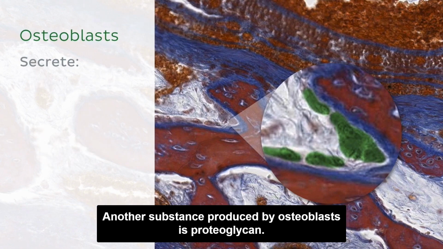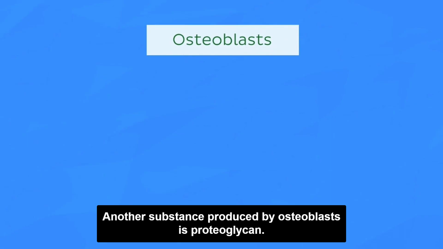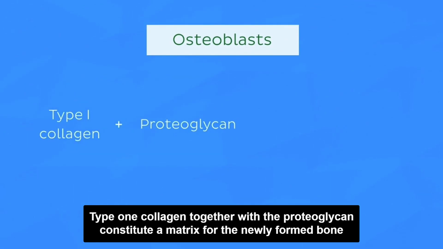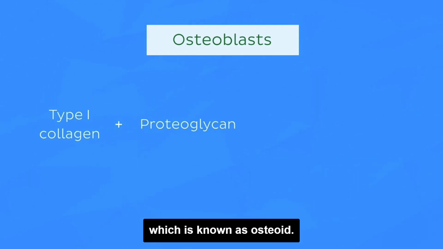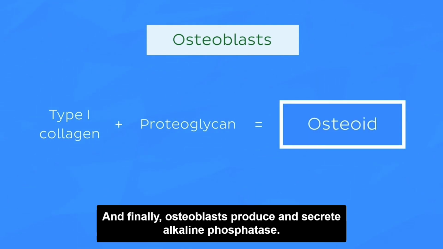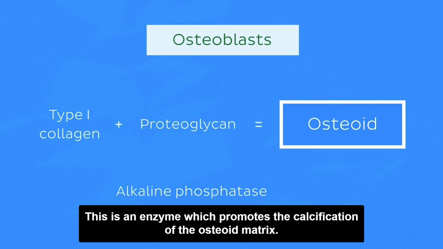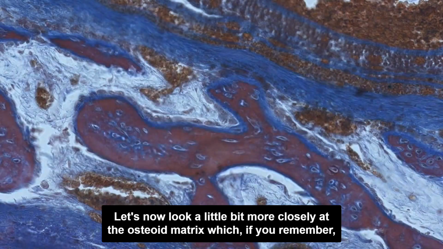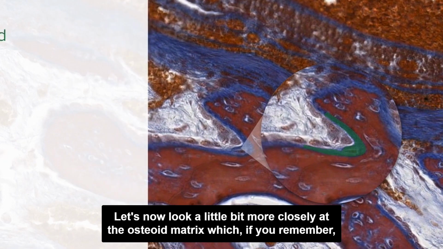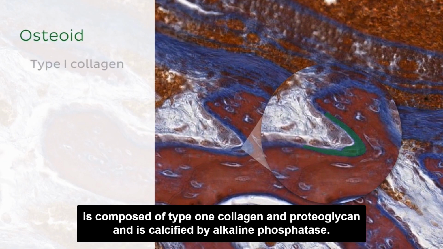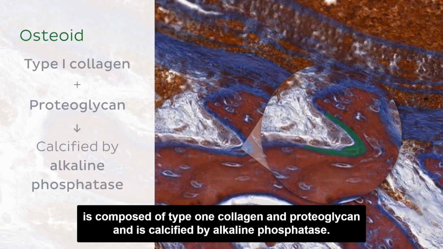Another substance produced by osteoblasts is proteoglycan. Type 1 collagen, together with the proteoglycan, constitute a matrix for the newly formed bone, which is known as osteoid. And finally, osteoblasts produce and secrete alkaline phosphatase. This is an enzyme which promotes the calcification of the osteoid matrix. Let's now look a little bit more closely at the osteoid matrix, which, if you remember, is composed of type 1 collagen and proteoglycan and is calcified by alkaline phosphatase.